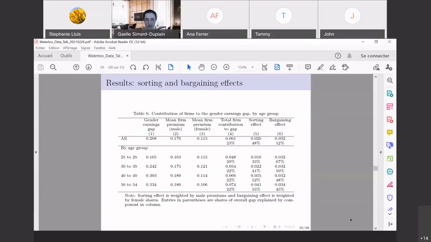All right, so I'm going to show you a number of tables. In each table, you'll have the firm contribution and the role of sorting and bargaining for all groups. We've also done the exercise of constructing the bargaining and the sorting effect for different subgroups. We've done it by age group and by presence of children, which are generally found in the literature. One of the contributions of the paper is that we can do it by marital status.